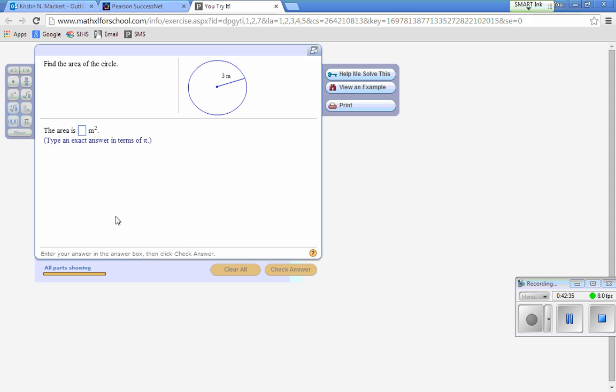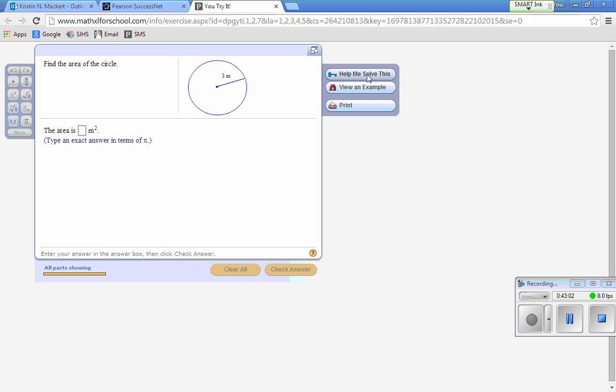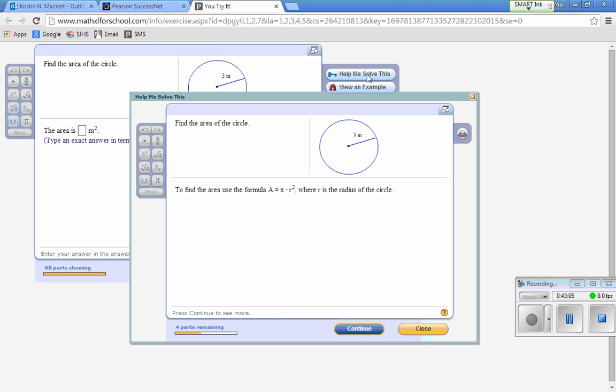Find the area of a circle. Okay. We probably haven't really done a whole lot with area of a circle, but it's from the book, so not everything exactly matches up, but that's okay. If we forget what the area is, let's view an example. And it tells you that here's the formula you're going to use. And then we could go ahead and press continue. It shows us the answer and how to solve it. Help me solve it in case I really don't know. It tells me a suggestion on how to get started.